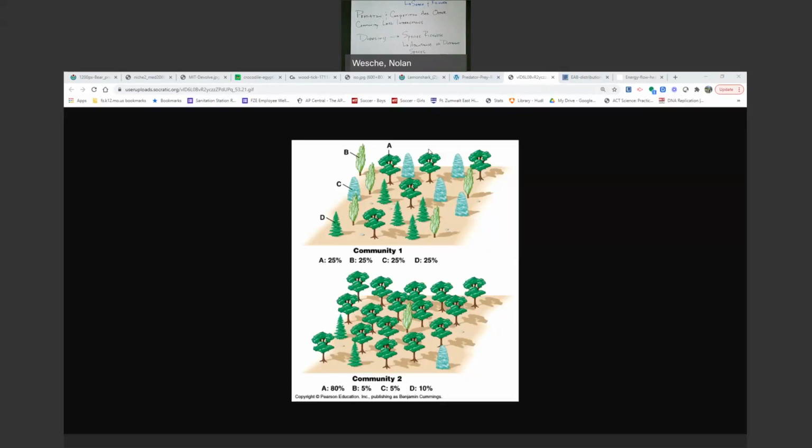Now, what we see here is this community is going to be less stable, and community one will be more stable because if you have some sort of disease or issue that impacts species A, in community one, you're still going to have 75% of your species composition intact. But in community two, you're only going to have 20% of your species remaining if something were to happen to species A.